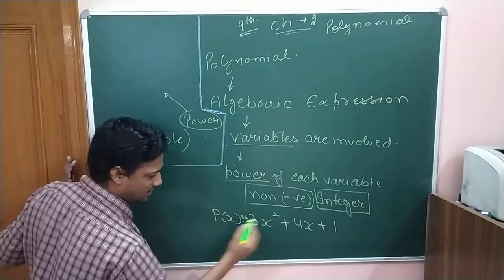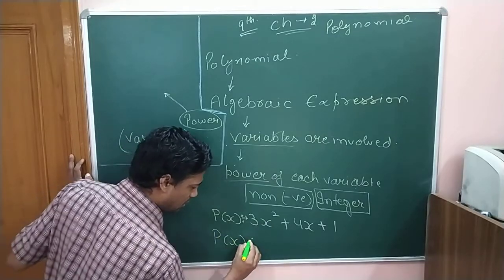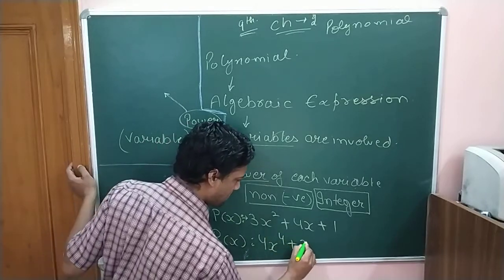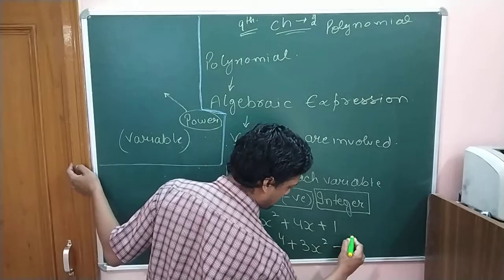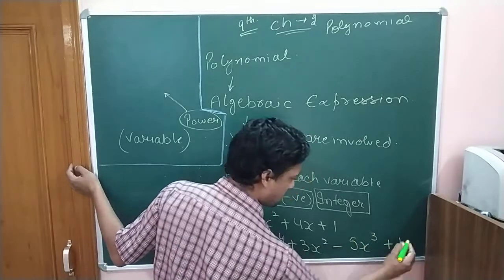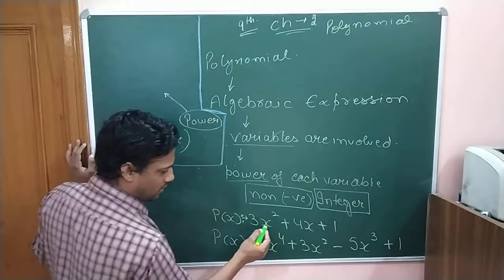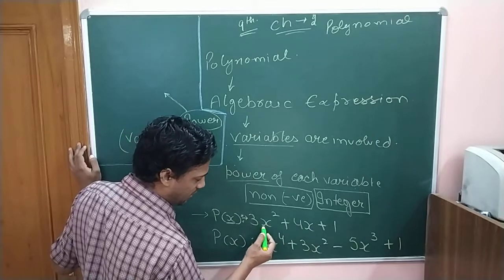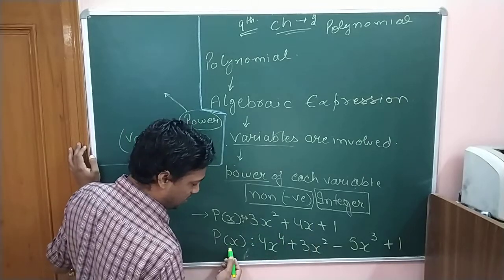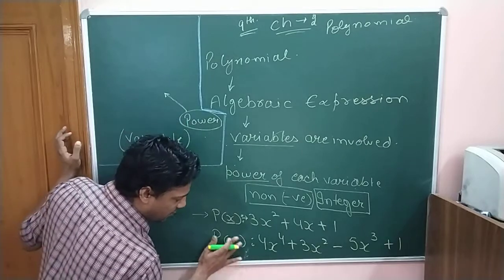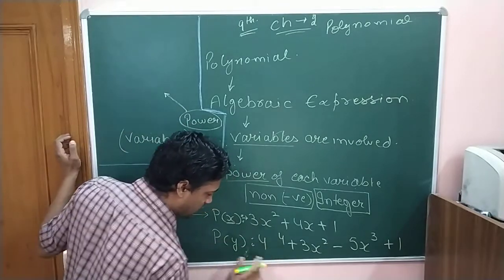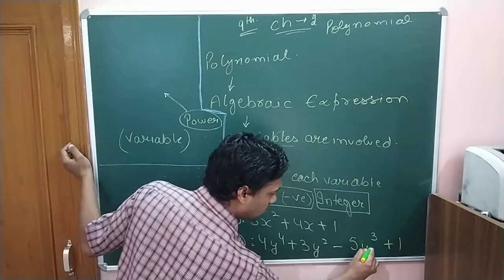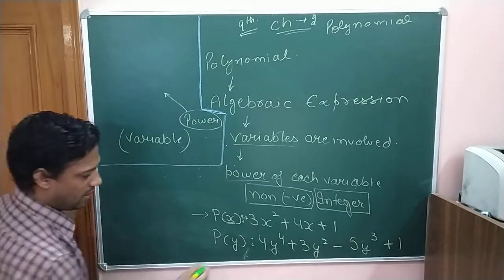Suppose we have some examples. This is the example. This is another example in x variable. Here, this is an algebraic expression in x variable. See here, in this algebraic expression there is x variable. Polynomial can also be written in y variable. If there is a y variable, then the full expression will also be in y variable.